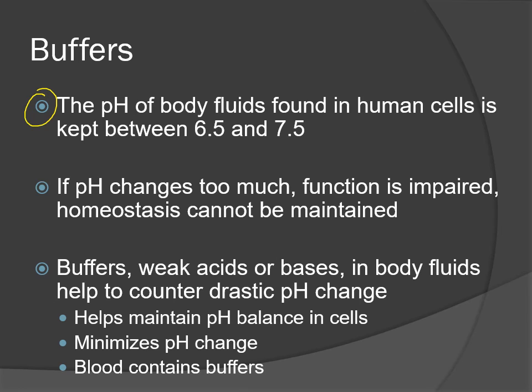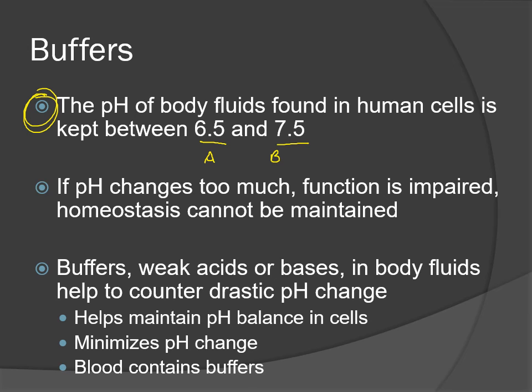So all organisms inside themselves, for that homeostasis we talked about, also have to be able to regulate acid-base levels, and that's called buffering. So in this case, let's check this first bullet out. The pH of body fluids, and we'll just stick with humans here, in human cells is normally kept between a 6.5 and a 7.5, just hovering right around neutral, but not quite neutral. A little acidic, a little basic.